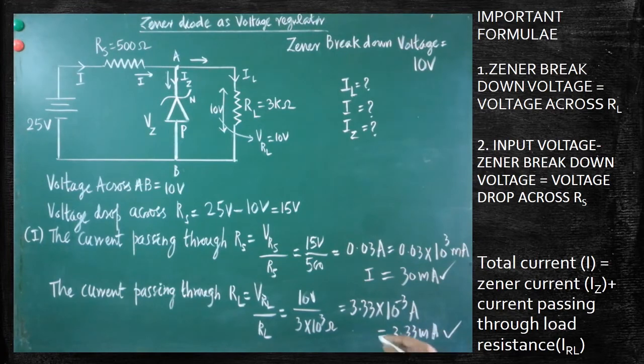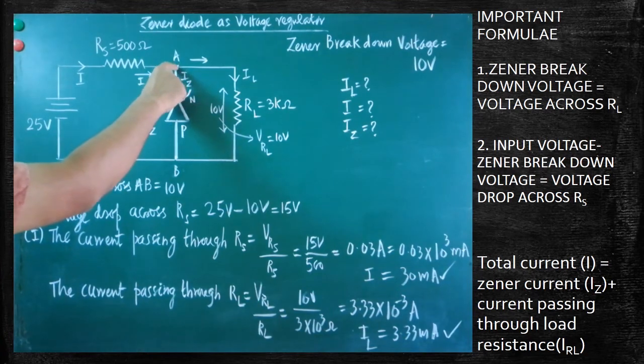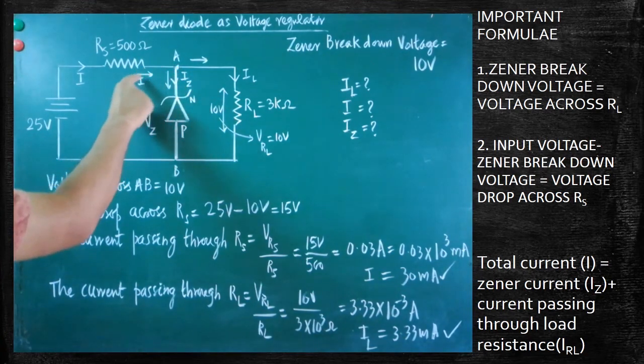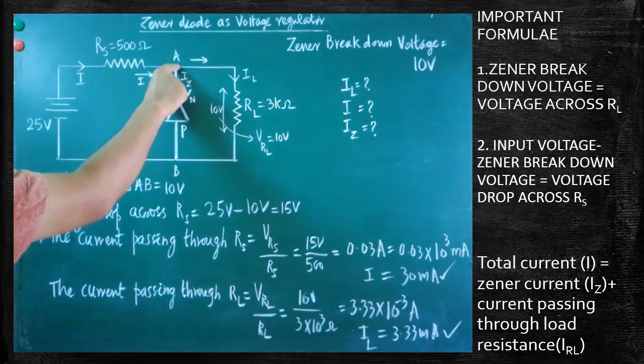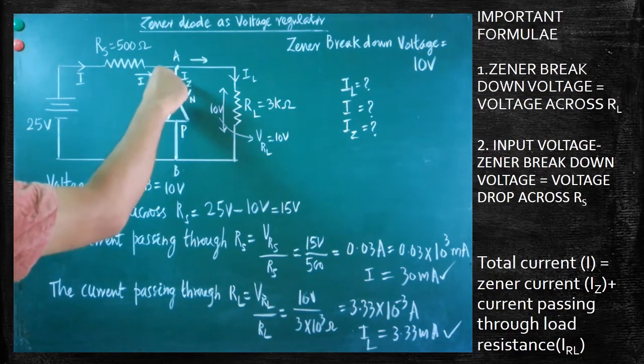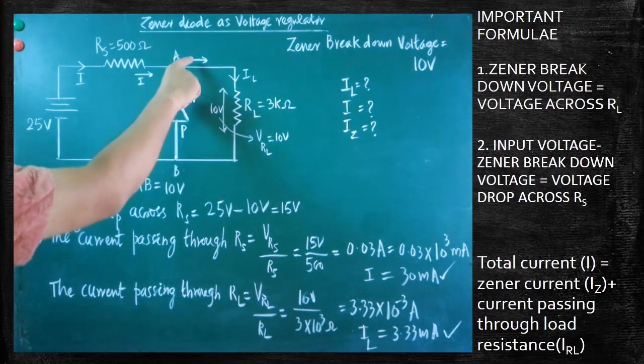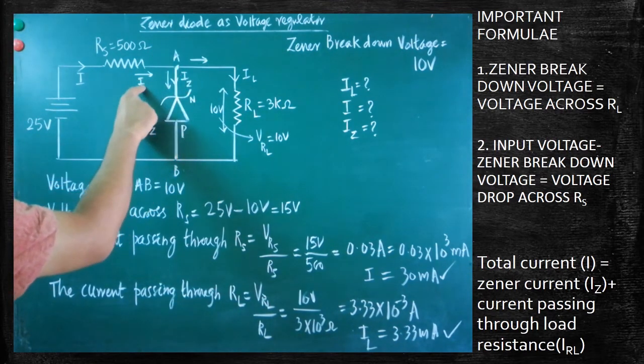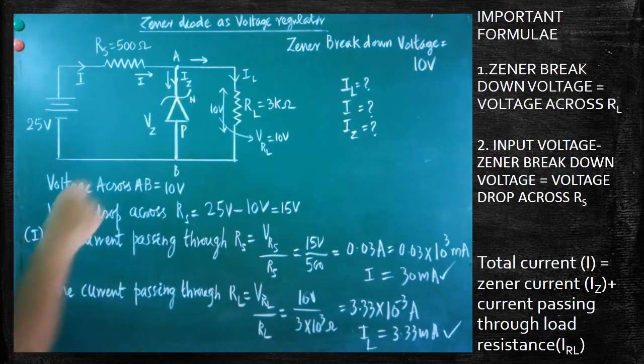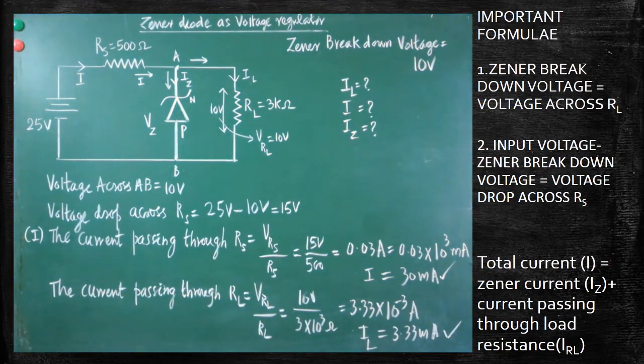I was found out. Now we have found out the value of IL, the current passing through the load resistance. Now we have to find out one more current. Look at that here. That point A can be taken as a junction point. The total current that enters at point A is branched into two currents: current passing through the Zener diode and current passing through the load resistance. So I will be the sum of IZ and IL. We can write that equation with the help of Kirchhoff's law. Are you clear? So I is equal to IL plus IZ. In that format we can write.